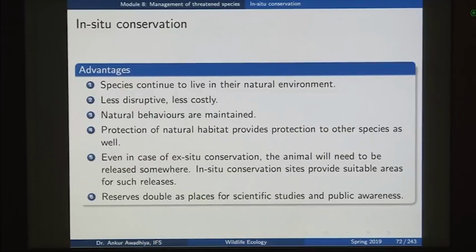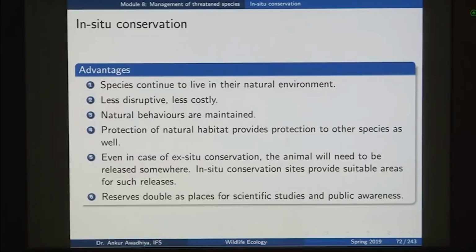Now, if you are keeping it in a tiger reserve, it would give you certain advantages. Species continue to live in their natural environment. A zoo is an artificial environment, whereas a tiger reserve is a natural environment. It is less disruptive and less costly. So, you are not required to take the animal away.